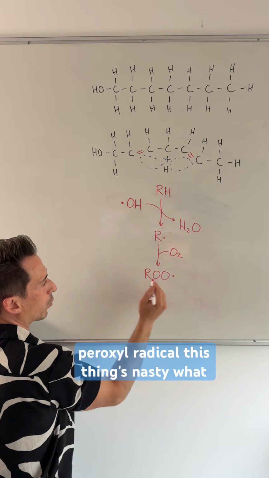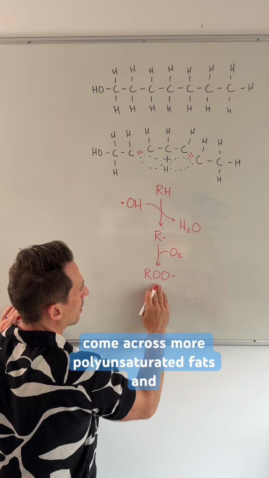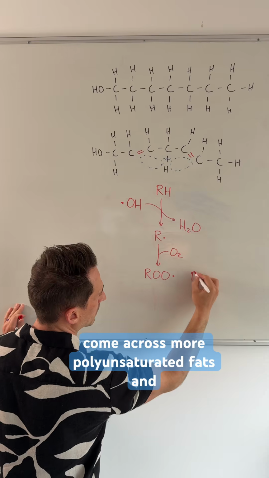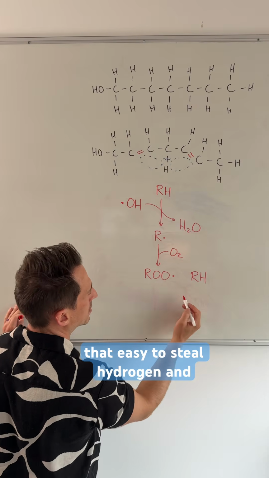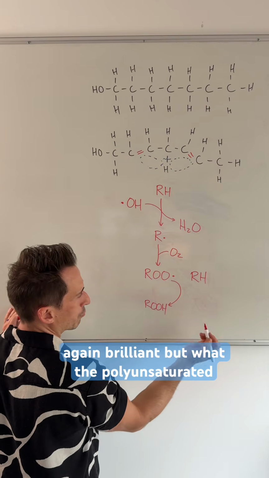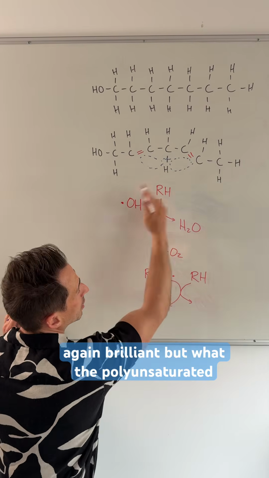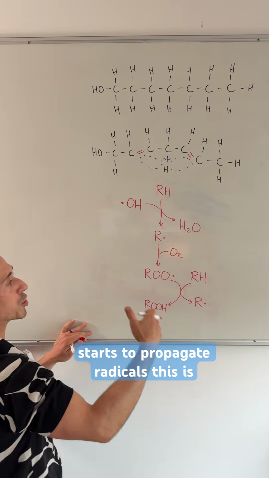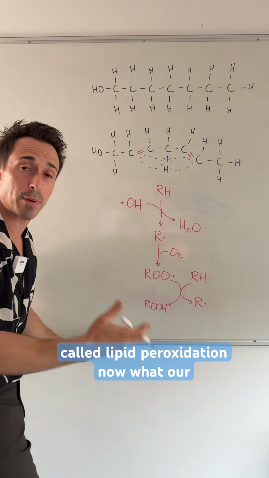This thing's nasty. What it can do is come across more polyunsaturated fats. And it says, I'm going to steal that easy to steal hydrogen. And it takes it and becomes whole again. Brilliant. But what the polyunsaturated fat is left with is it becomes a radical again. So it starts to propagate radicals. This is called lipid peroxidation.